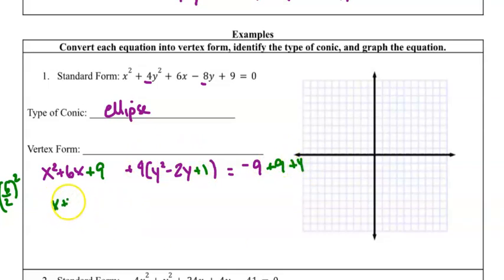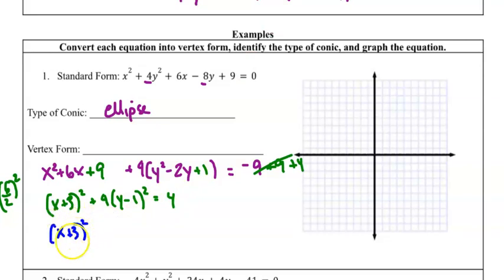So now I can go ahead and write it with perfect squares, which is really nice. And I'm getting somewhere. And on the right, negative 9 plus 9 cancel, and I have a 4. To completely get it to vertex form, I now have to divide by 4 to force this to be a 1 on the right. So I have (x plus 3) all squared over 4 plus (y minus 1) all squared equals 1. So I can go ahead and graph this ellipse.